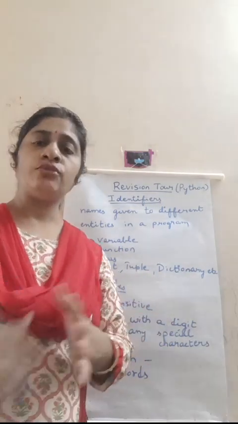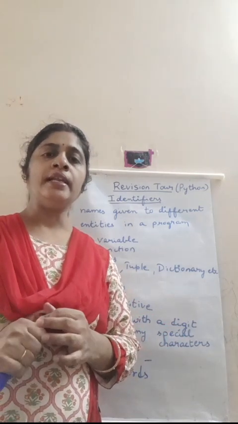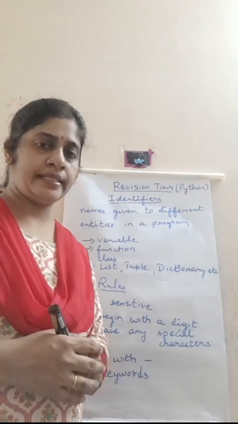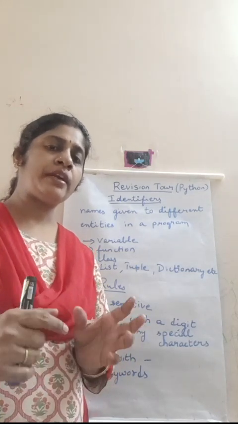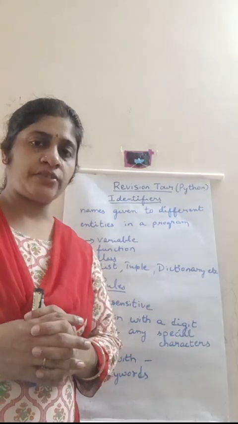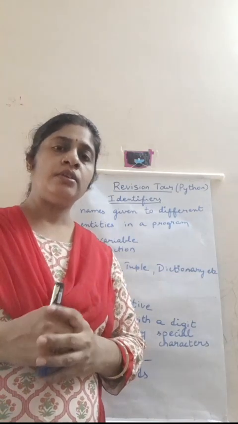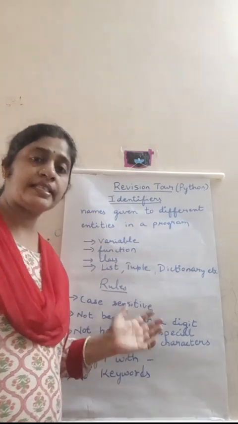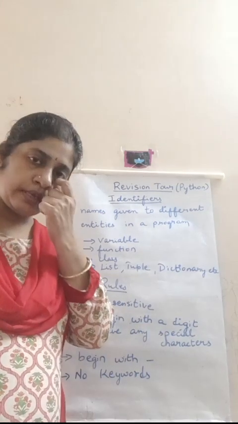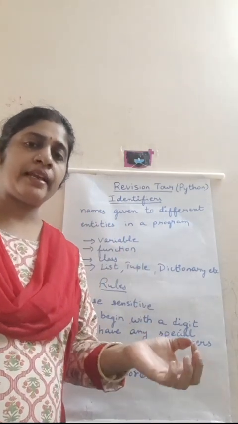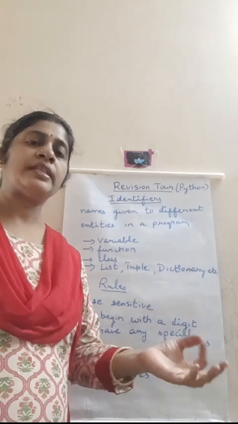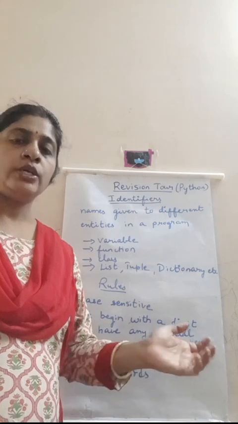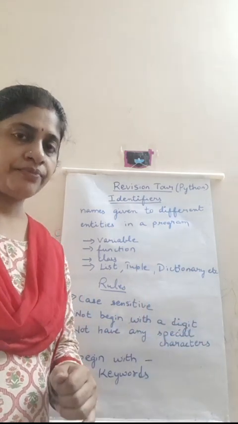Now you have to follow some rules while giving names to the entities. When you are defining an identifier, you have to follow some rules. The first one is identifiers are case sensitive. There is a difference between capital letter and small letter. So if you are writing capital A, it is different from small a. So they are case sensitive.